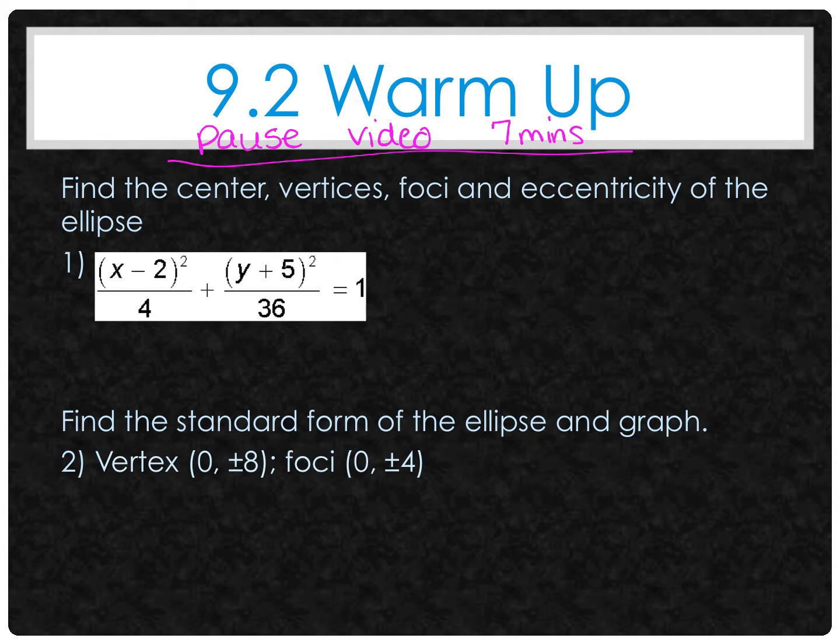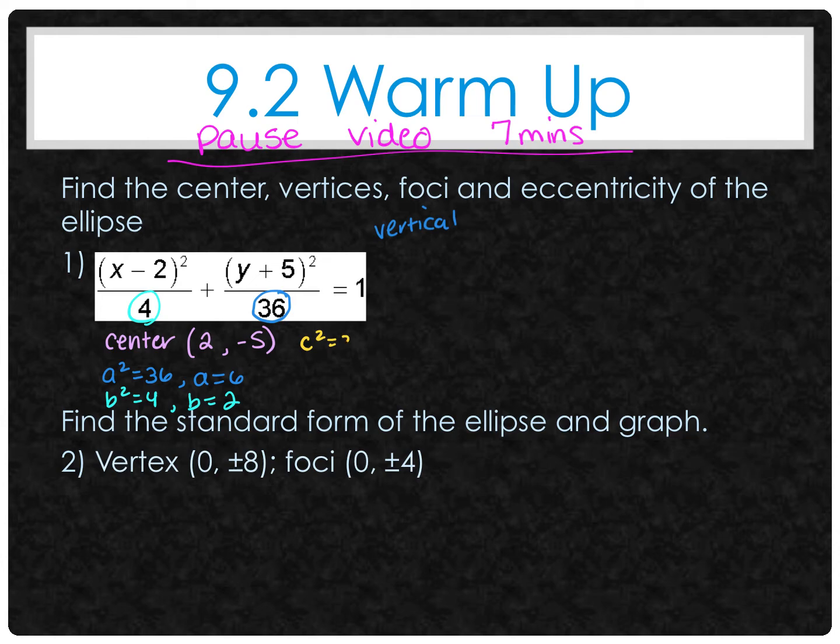It's already in standard form, so I can look directly for the center, which would be opposite of what follows x, 2, opposite of what follows y, negative 5. I see that the larger base, which is the a squared, is under the y, which means this is vertical. If a squared is 36, then a is 6. And I see that b squared, the smaller number, is underneath the x. B would be 2.